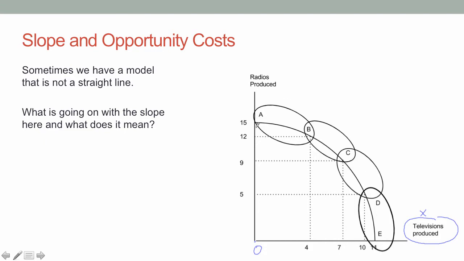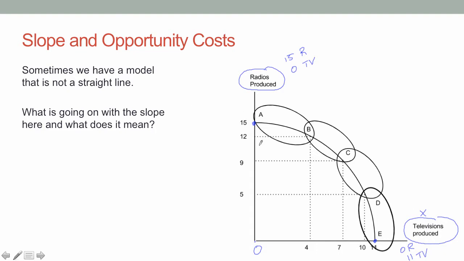Remember, these production frontier graphs are comparing two goods. So my other good looks to be radios produced. So this is an electronics company choosing to invest in radios and televisions. And I can go from 5, 9, 12, 15 radios. Finding the endpoints, it looks like I could use all my resources to produce 15 radios and 0 TVs. That's that endpoint. Or I could produce 0 radios and 11 TVs.